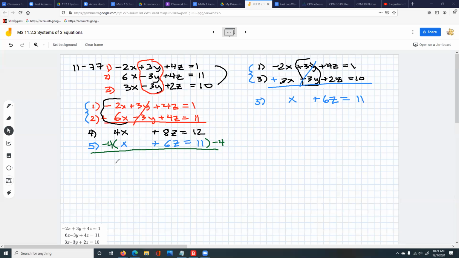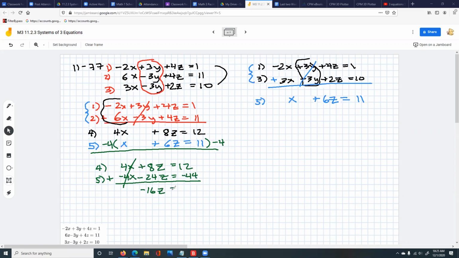So the first equation, number 4, I'm not going to change anything. Number 4 is 4x plus 8z equals 12. Now I'm going to multiply the bottom equation by -4, and that will still be equation 5, but it'll just be multiplied by -4. -4 times x is -4x. -4 times 6z is -24z. And then -4 times 11 is -44. Okay. When we add these 2 together, voila, the x's are going to cancel, and we're just going to have z's. So -24 plus 8, what does that give us? Is that -16?